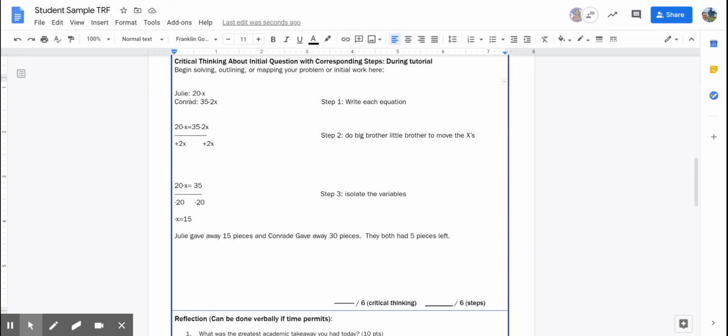So that process of showing the work or creating the diagrams, or that typing out, that taking of notes for your particular question, that counts as your critical thinking and is worth 6 points. Writing out the steps as you guys go through the process of solving your tutorial question, those are also worth 6 points.